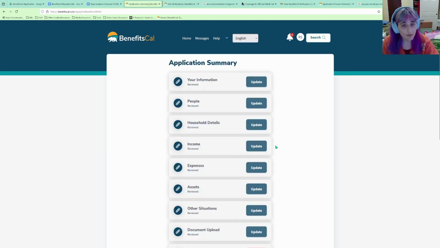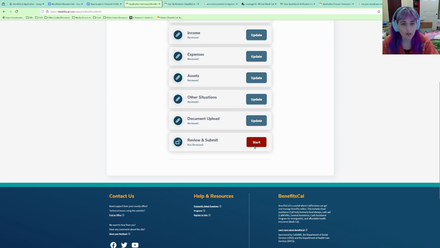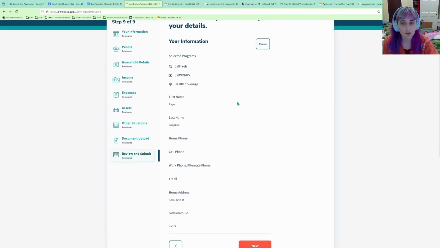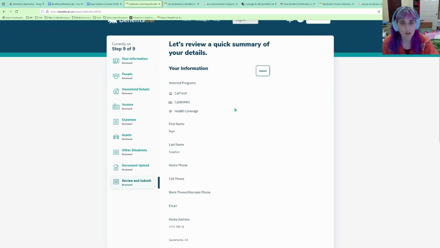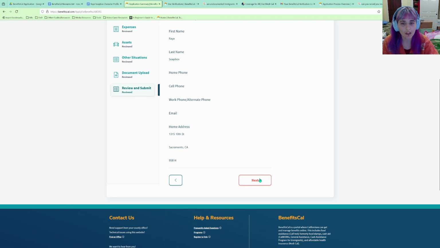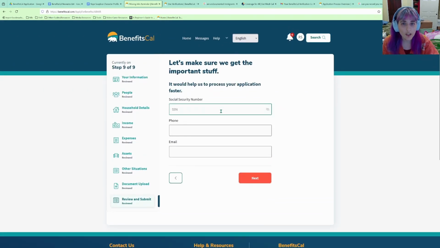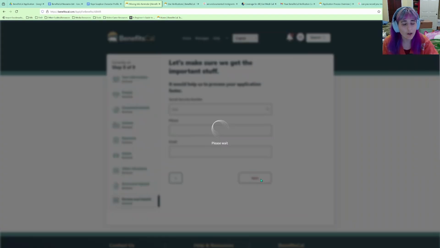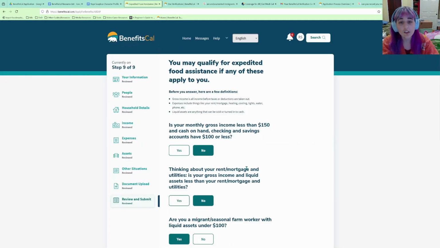We are not quite ready to submit yet though, so there is one more time to review. You will look at everything and make sure everything looks as you want it. They recommend providing a social security number, phone, or email. I'm going to skip that for now. Also, this is where they'll see if you qualify for expedited food assistance.